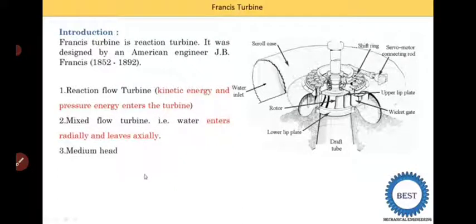The third point is that the Francis turbine is used for a medium head. The fourth point is that it uses a medium quantity of water, and the fifth point is that it has a medium specific speed. For the Francis turbine, it is easy to understand because out of the 5 points, 4 points start with M. So you can easily write: mixed flow, medium head, medium quantity. Everything is medium, so you can easily remember it for the examinations.